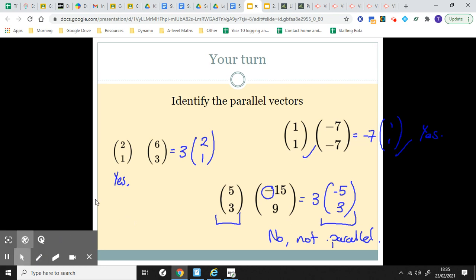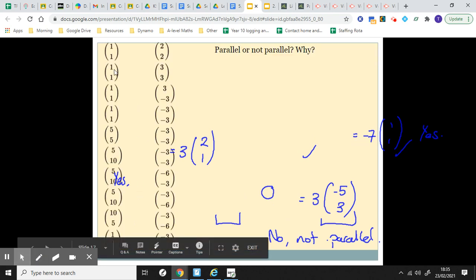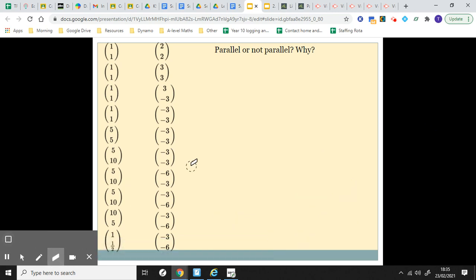Okay. Use that to see if the corresponding vectors on the next page are parallel or not parallel. Make sure you prove it mathematically by factorizing out that scale factor.